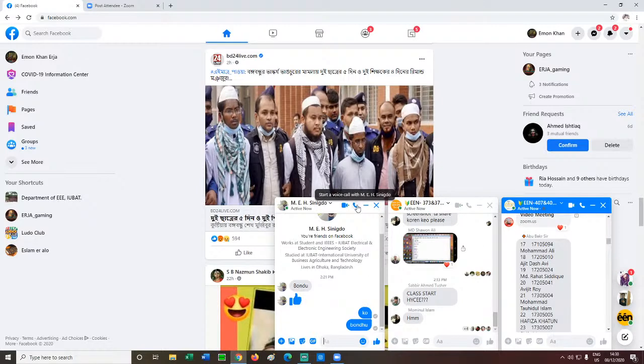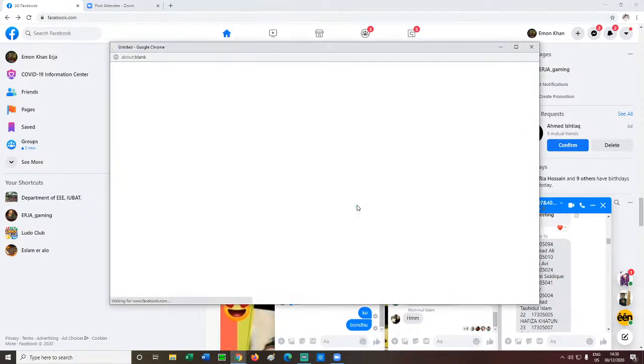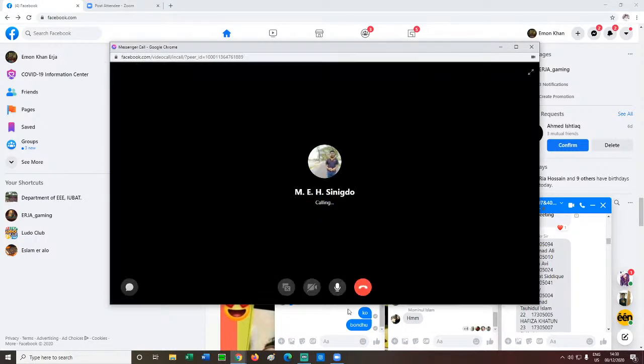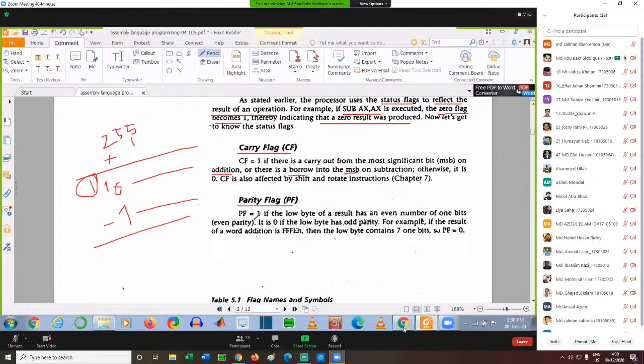Then come to the parity flag, PF for short. The parity flag is located in bit number 2. You can see here, the carry flag is located in bit number 0 and the parity flag in bit number 2. PF equals 1 if the low byte of a result has an even number of 1 bits, even parity.